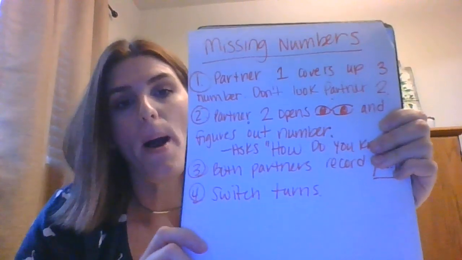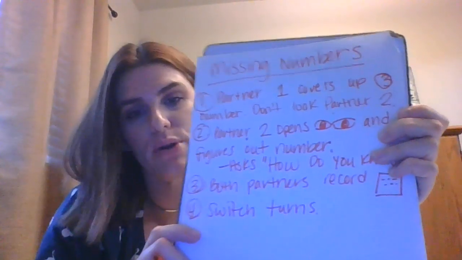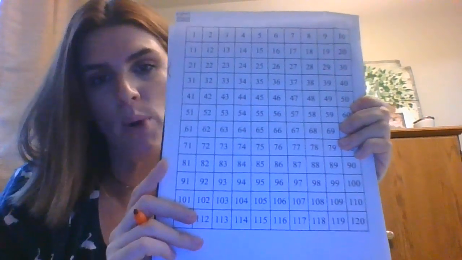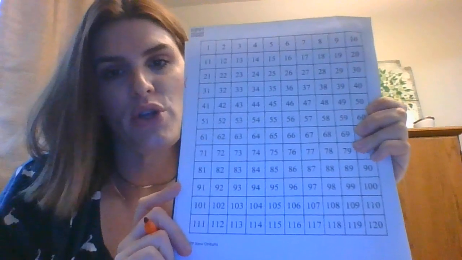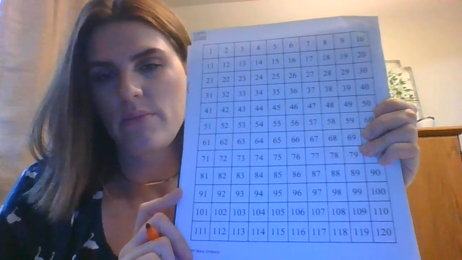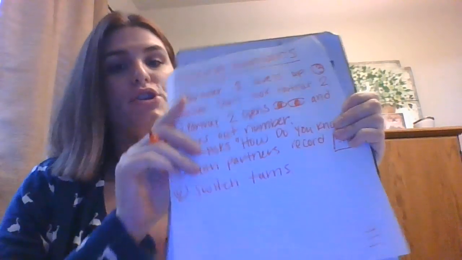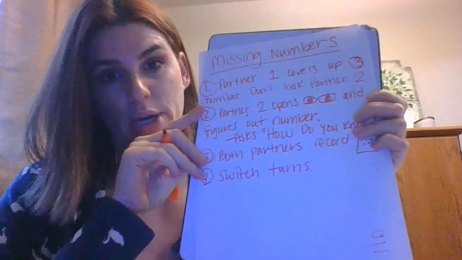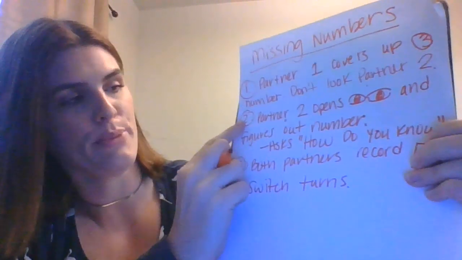The first rule. Partner 1 covers up 3 numbers. So you're going to have a chart like this. Partner number 1 is going to cover up 3 numbers. You can use your fingers, or you can use a cube if you have it. Partner 2 is not going to look. That would be cheating.